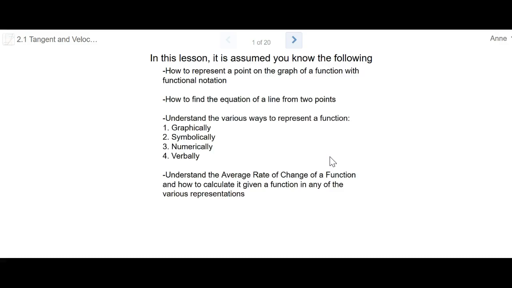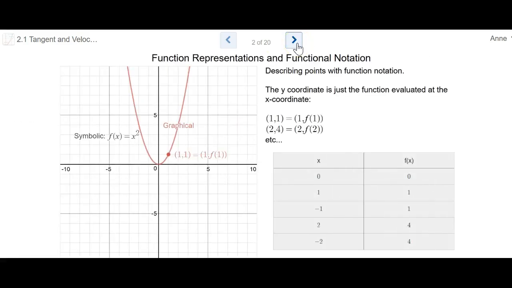So let's look at some pre-calculus things we're going to need to remember. You're going to need to remember function notation, how to represent a point on a graph in function notation, how to find the equation of a line from 2 points, and the different ways we can represent a function: graphically, symbolically, which means the formula, numerically, and verbally, which we're not going to talk about that much right now. And you need to remember the average rate of change of a function and remember how to calculate it. So this is reviewing all those concepts.